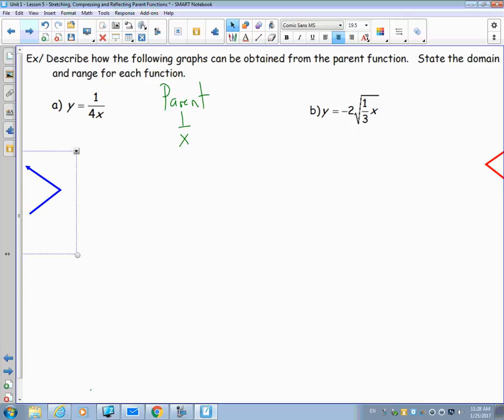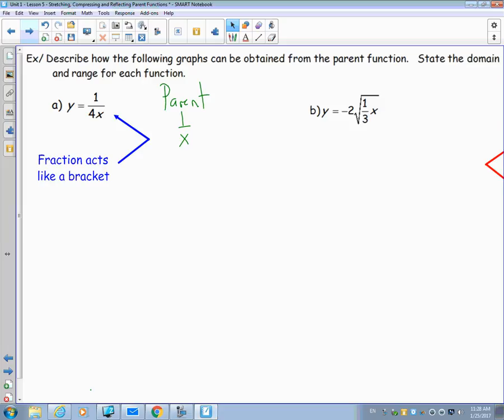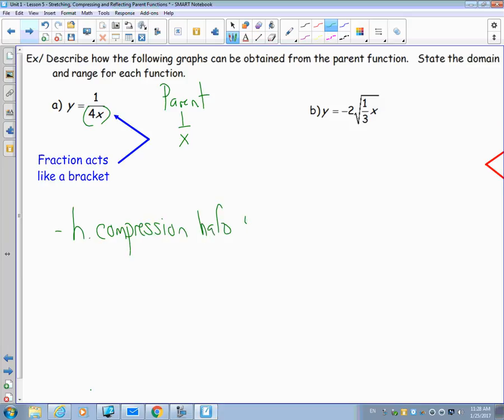So here's the idea for you. Okay? A fraction acts like a bracket. So that really means it's like this. The 4 is affecting the x's. It's a k value. So what does a 4 do then? Well, that's a horizontal compression by a factor of 4. Now, why is it a compression? It's in front, and x's do the opposite. So if I was doing my transformation, I'd bring x divided by 4.